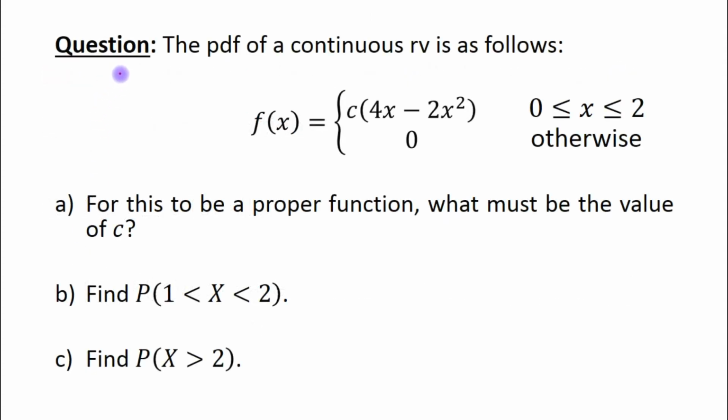Now let us start with this question. The PDF of a continuous random variable is as follows. So we have been given this PDF. First part: for this to be a proper function, what must be the value of c?